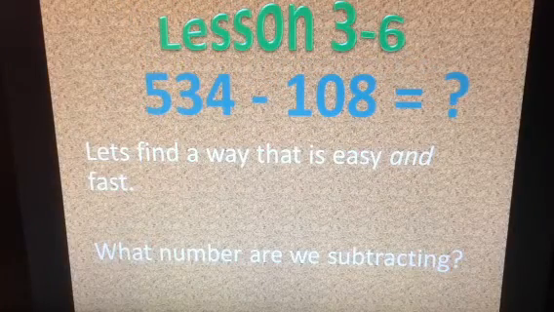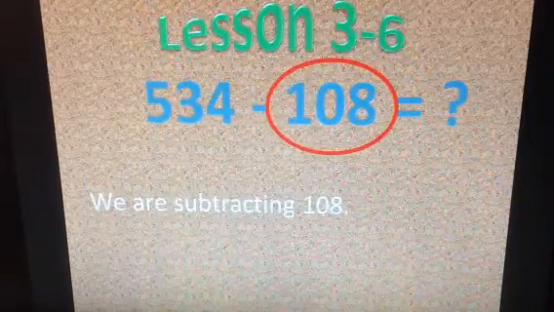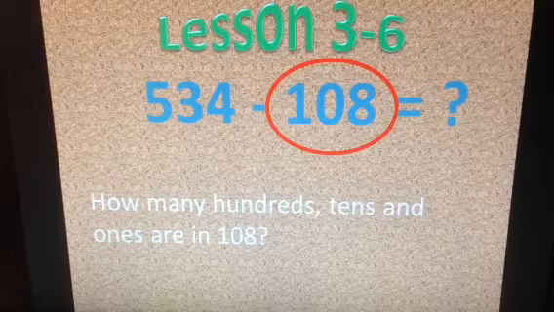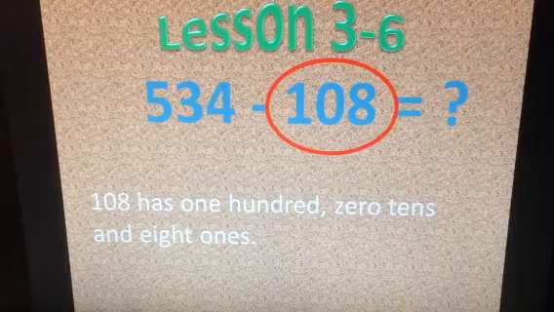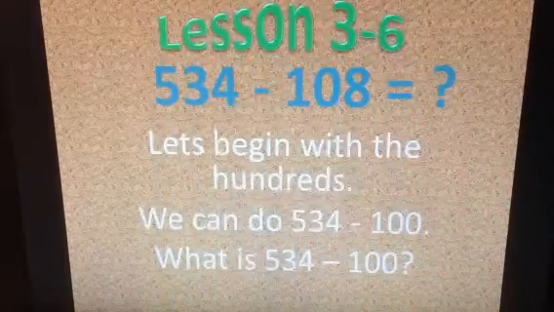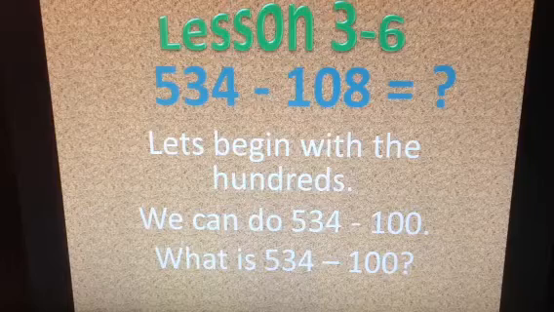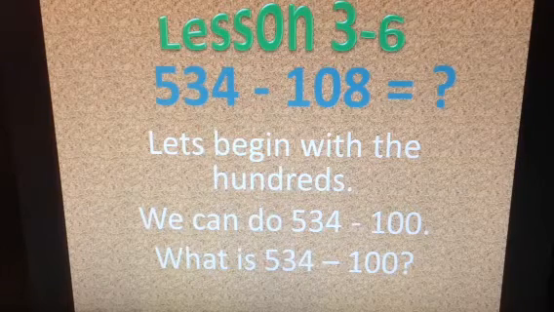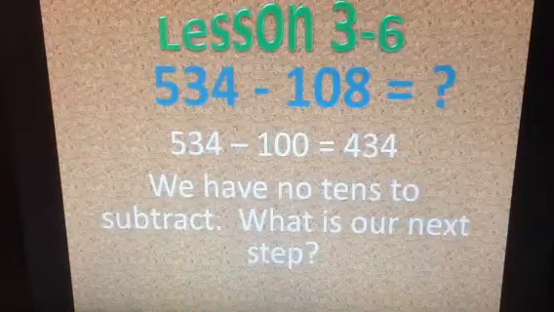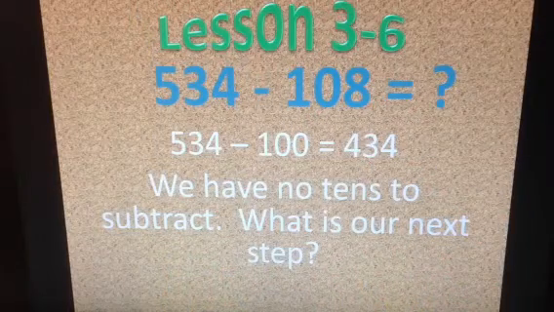What number are we subtracting? We're subtracting 108. How many hundreds, tens, and ones are in 108? 108 has 100, 0 tens, and 8 ones. So let's begin with the hundreds. We can do 534 minus 100. What is 534 minus 100? 534 minus 100 is 434.